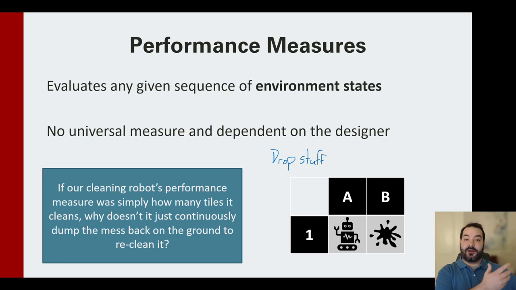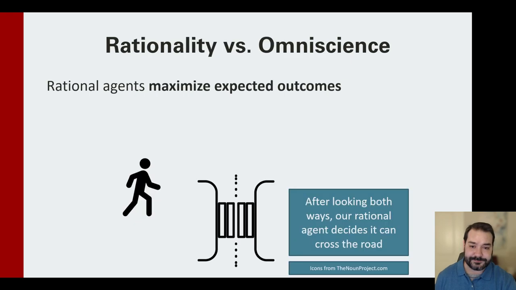If it has to go unload that stuff later on, well, if our performance measure was simply the number of tiles cleaned, what's stopping it from dropping off all of the stuff back onto, in this case, B1, and then going back over and cleaning it? Because it can just repeat that process, and it's technically doing a good job.